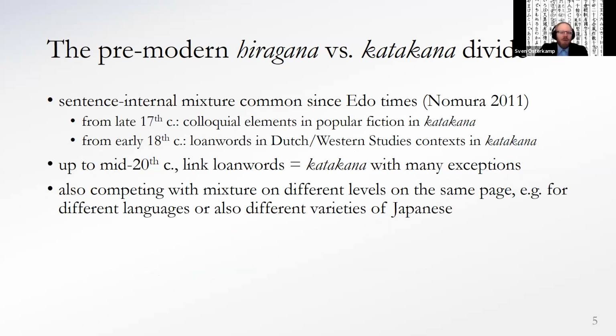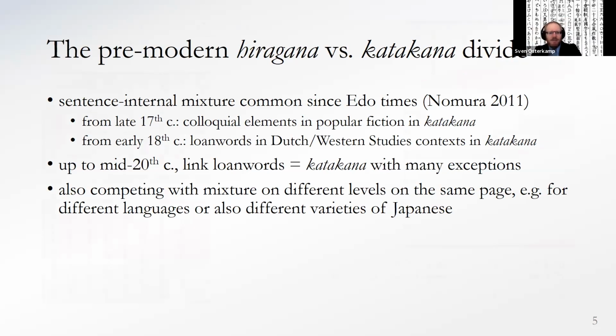Also from the early 18th century onwards, loanwords in text from Dutch or Western studies contexts started to be written in katakana. Now this may already sound quite modern, but for long this remained just one option out of many, and even up until the mid-20th century, the link between loanwords and katakana, for instance, had many exceptions. Such sentence internal mixture also competed with mixture on different levels on the same page, for instance, for different languages, or also different varieties of Japanese.